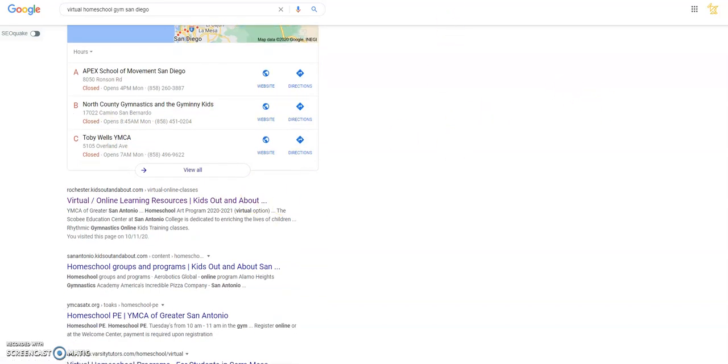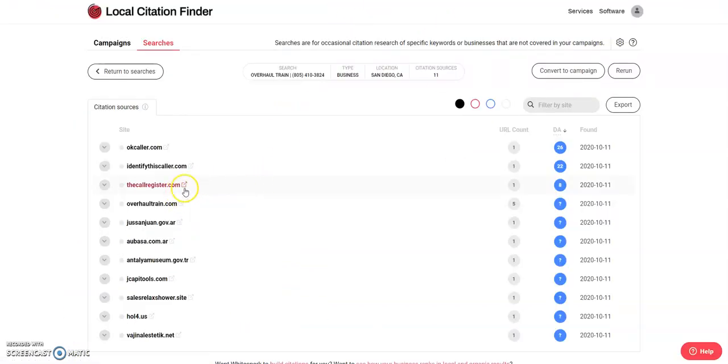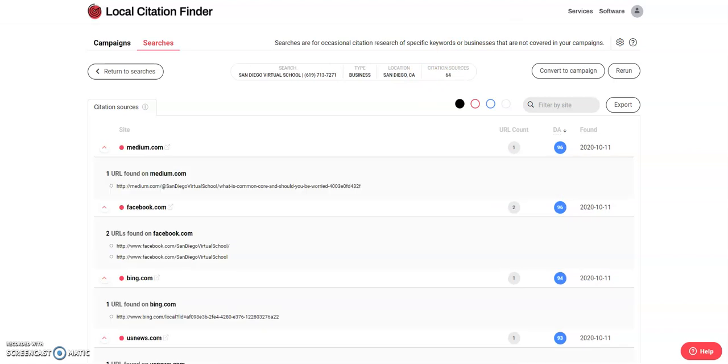Well, I told you, I use a little device called WhiteSpark. WhiteSpark's like 30 to 70 bucks a month. Anyway, it'll come in here, it'll show you the citations for a business. So your business has about 11 citations. Your competition is ranking with the whole 64.